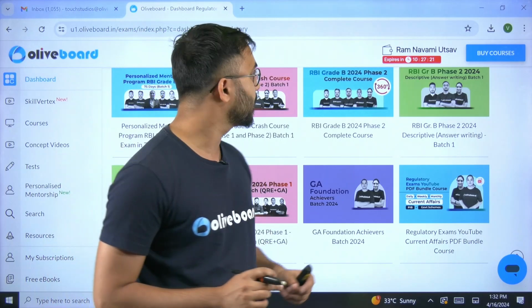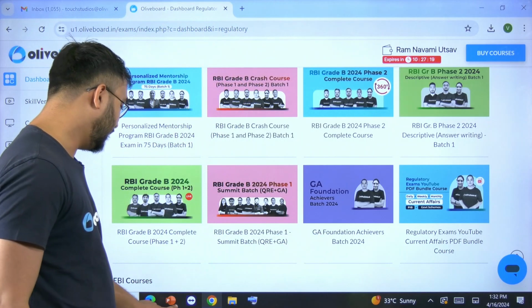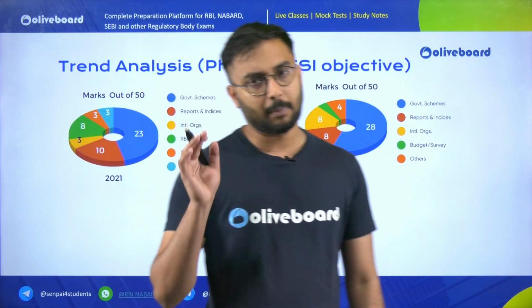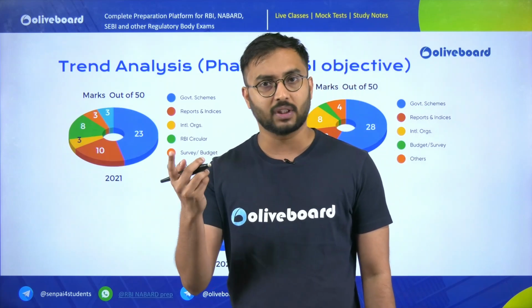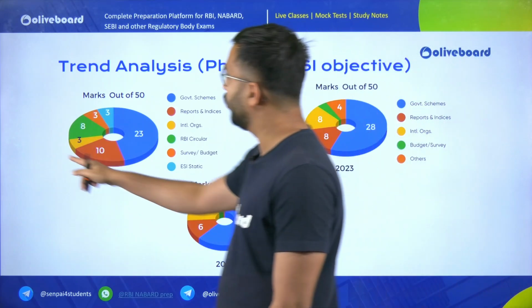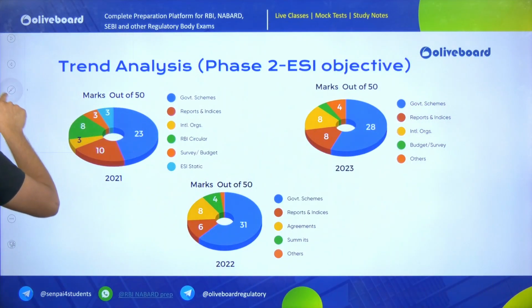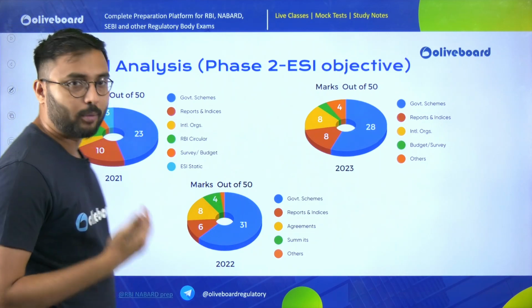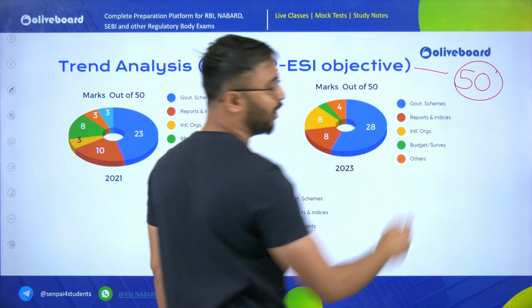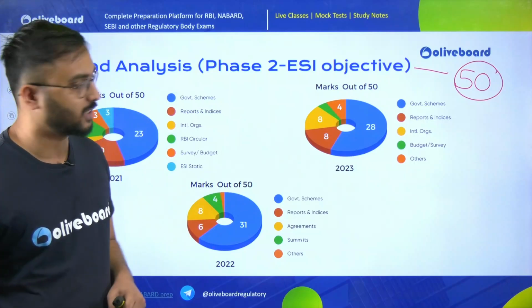Now, let us discuss in depth how you can score in ESI. So we all know when we are looking at paper 1 ESI, two parts are there, objective and descriptive. So for the objective part, what shall we do so that we can score more marks? We all know how many marks are there for objective in phase 2: 50 marks, and 50 marks for descriptive.